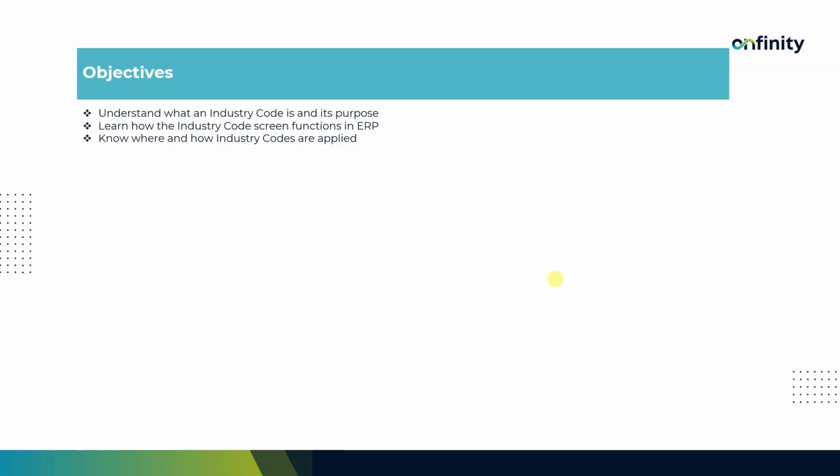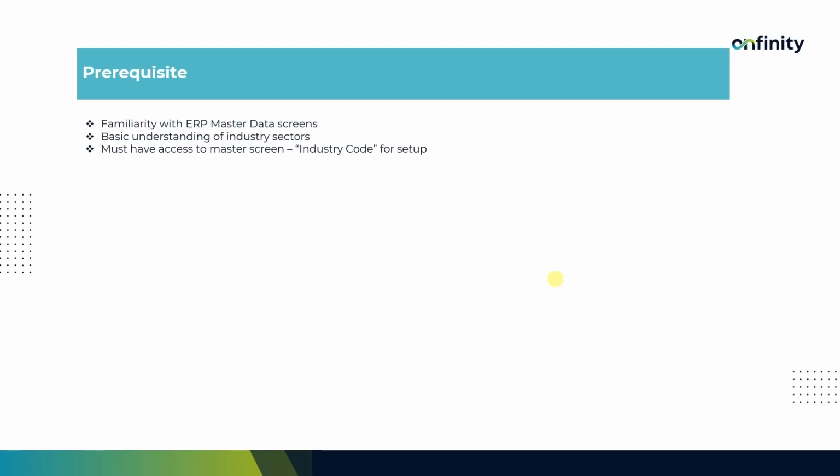The objectives of this training session are to understand what an industry code is and its purpose. You will also learn how the industry code screen functions in ERP and know where and how industry codes are applied. There are some prerequisites that need to be taken care of before setting up industry codes.